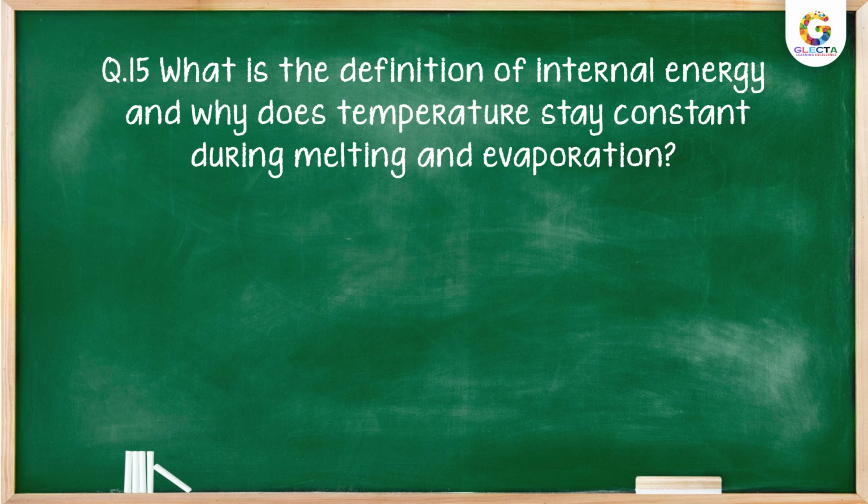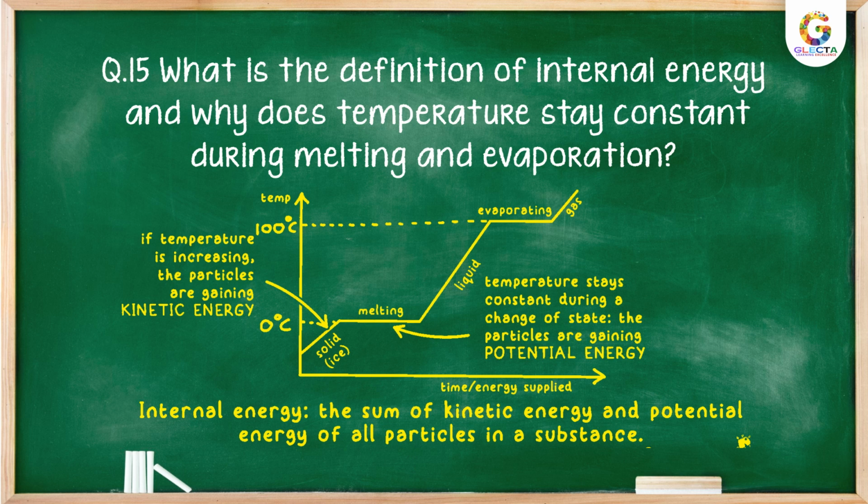Question 15. What is the definition of internal energy? And why does temperature stay constant during the melting or evaporating of a substance? Internal energy is the sum of kinetic and potential energies of all particles in a substance. Temperature stays constant during a change of state because the energy supplied to the substance at these points is being used to overcome the forces of attraction between the particles. This only increases the potential energy of the particles. It's only once melted or evaporated that the kinetic energy of the particles can increase again, and this is an increase in temperature.